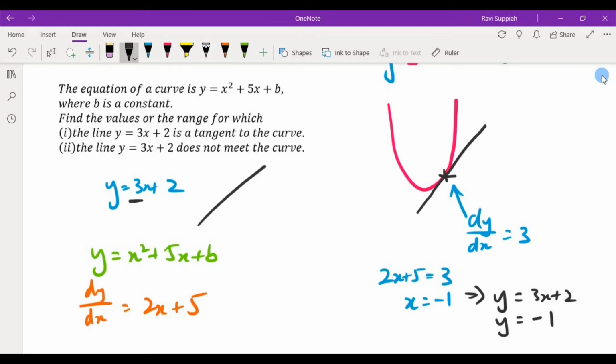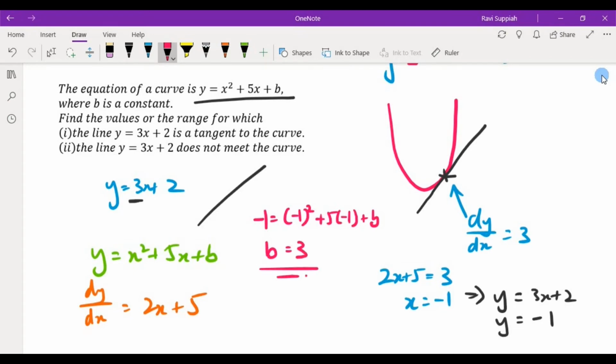Correct? Now I take these values of x equals minus 1, y equals minus 1, and put them inside this expression here. So what I will get is minus 1 equals minus 1 squared plus 5 into minus 1 plus b. And if I evaluate that, I'll get b equals 3. So that is how you approach this question.